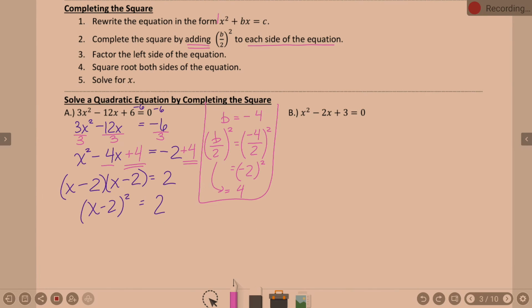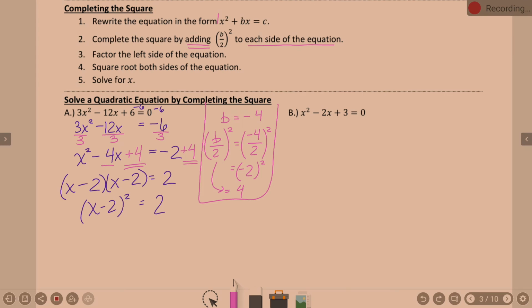Okay. This was step 3. We factored the left. We get parentheses squared. Parentheses times parentheses becomes parentheses squared. Step 4. You probably already know what to do, but we're going to solve this now. If it's x minus 2 squared, what's our step?